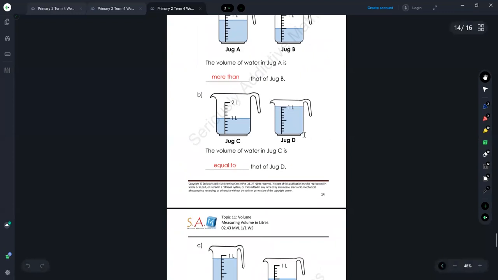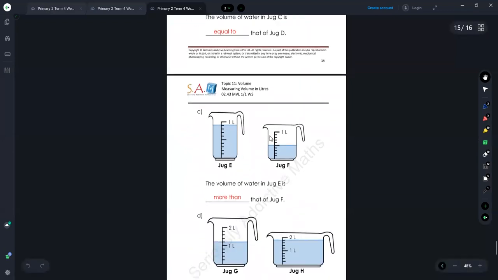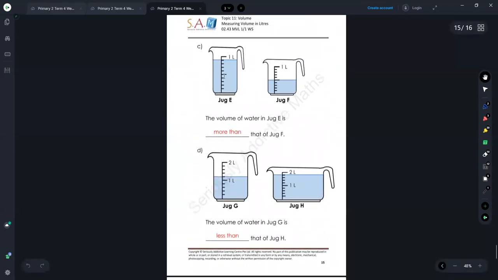C and D are a different size, so the water level is different. What can they tell from that? They can look at here: 1 liter, 1 liter. If this measures up to 1 liter and this measures up to 1 liter, the volume is the same. So teach them how to read the notches as well.